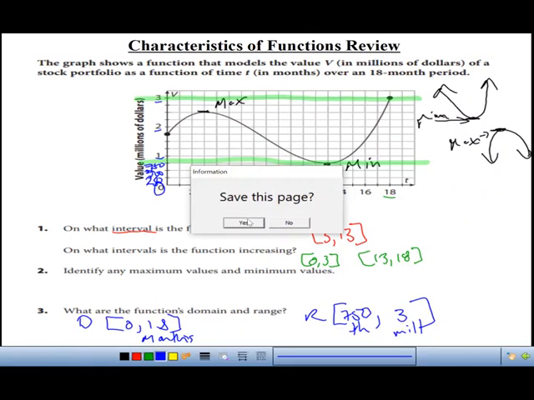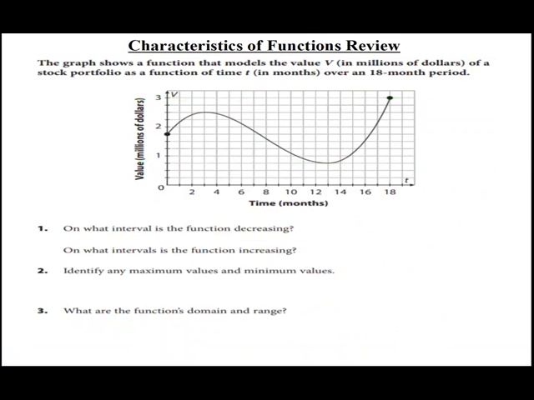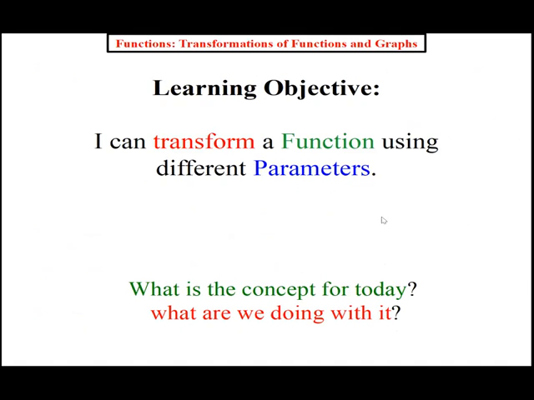I wanted to get us to the session for today. Our objective for today, I can transform a function using different parameters. Once again, our objective for the lesson today is I can transform a function using different parameters.